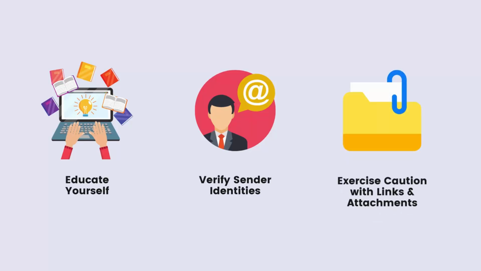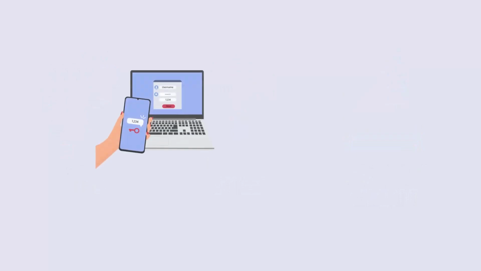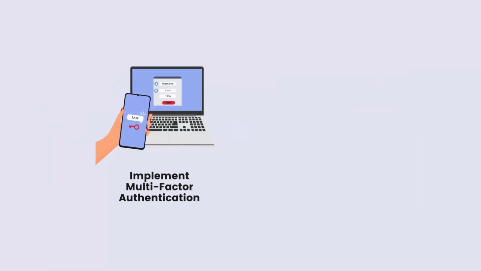Exercise caution with links and attachments. Be cautious about clicking on links or downloading attachments, especially if they are from unfamiliar or suspicious sources. Implement multi-factor authentication, MFA. Activate MFA whenever possible to enhance your account security. This extra layer makes it harder for hackers to access your accounts even if they have your password.